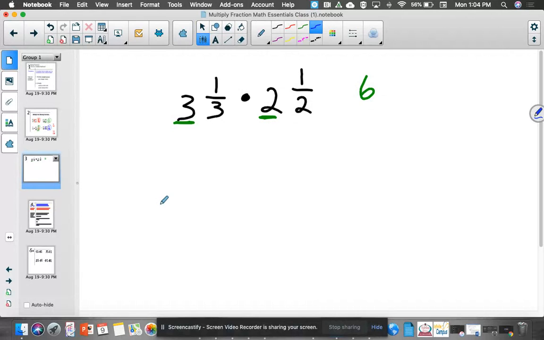Next, we're going to multiply across. So the numerators. So now we have 1 times 1, which is 1. And then we have 3 times 2, which is 6. Well, that's already reduced as much as it can. So your answer is 6 and 1/6.